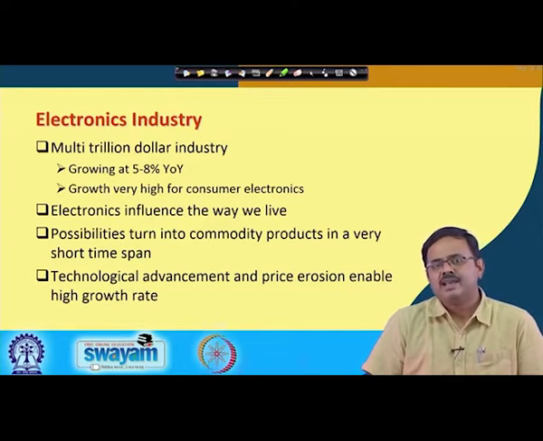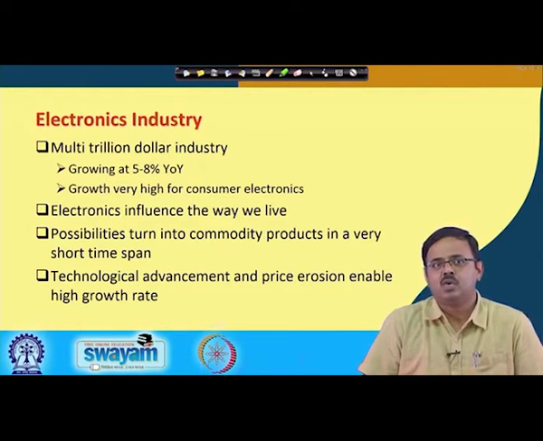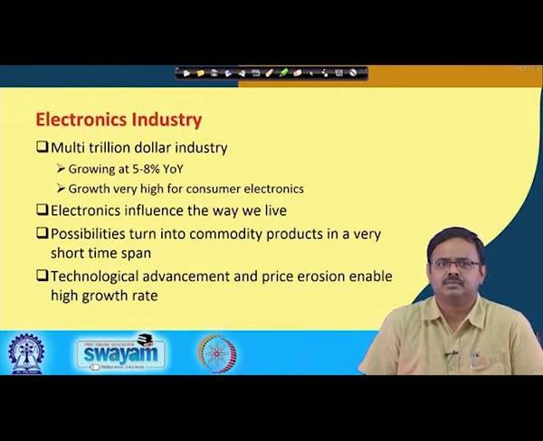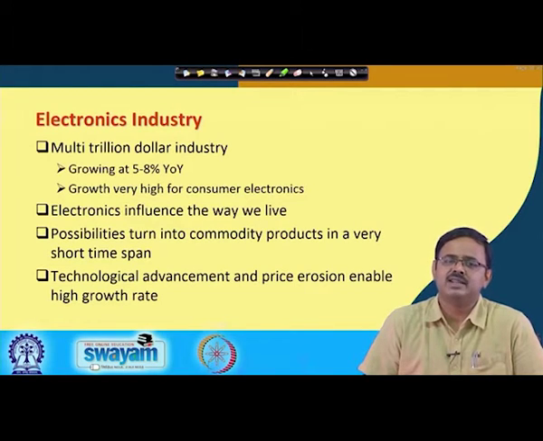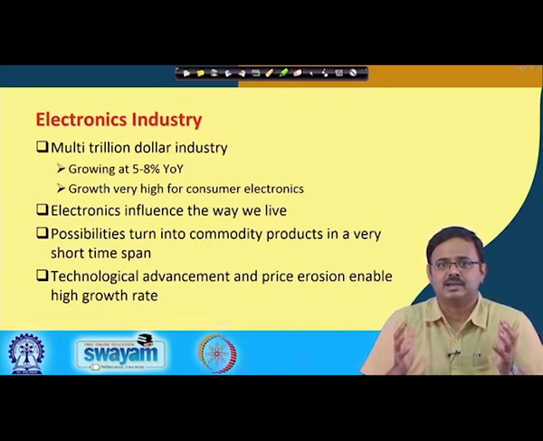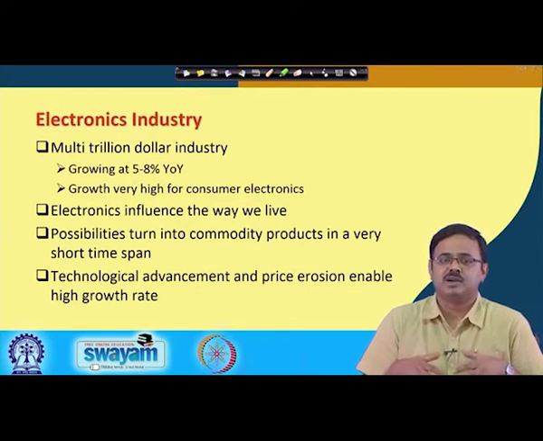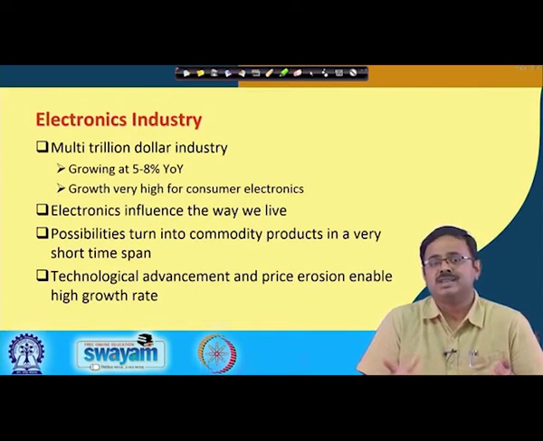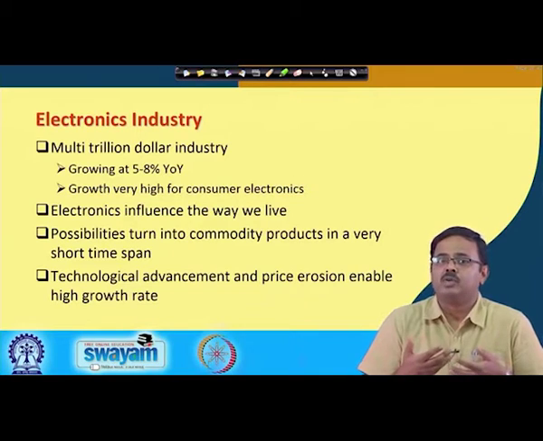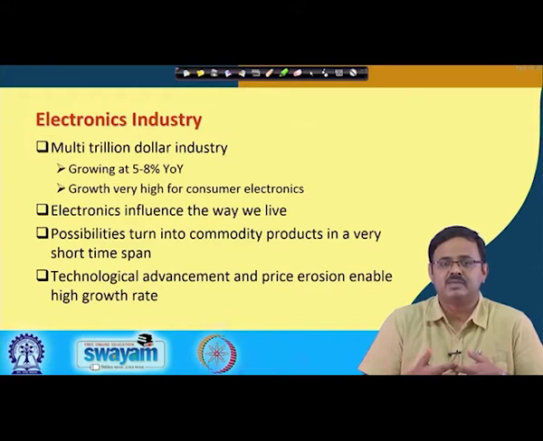So, as we can see, the electronics industry on the whole, over the past few decades, has grown at a very rapid pace, and it is still growing at 5 to 8% year on year, if you look at the entire electronics industry, that is. Okay. Now, out of that, if you look at consumer electronics, which is where our smartphones, our laptops, our computers, tablets, or even televisions and microwave ovens and radios, the music players. So, these are all part of consumer electronics.